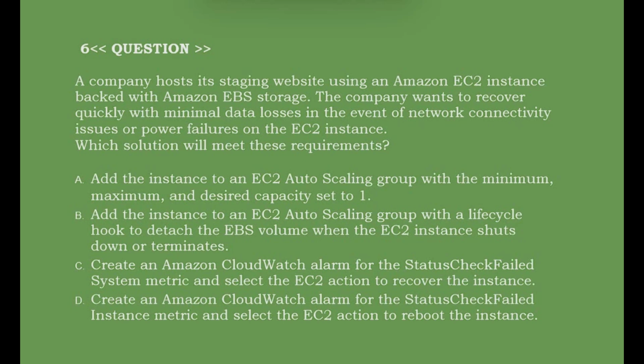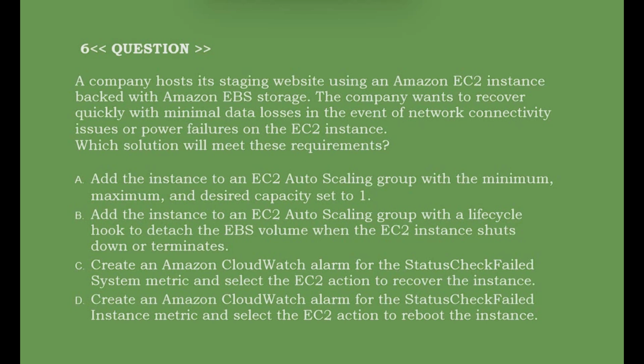Option A. Add the instance to an EC2 Auto Scaling group with the minimum, maximum, and desired capacity set to 1. Option B. Add the instance to an EC2 Auto Scaling group with a lifecycle hook to detach the EBS volume when the EC2 instance shuts down or terminates.